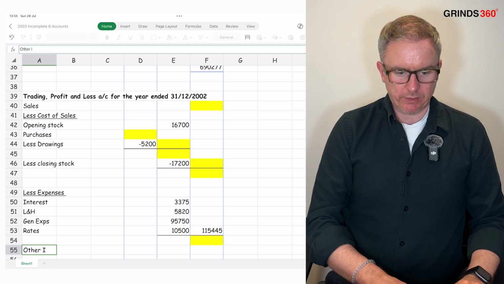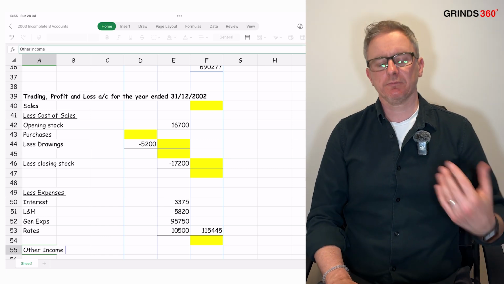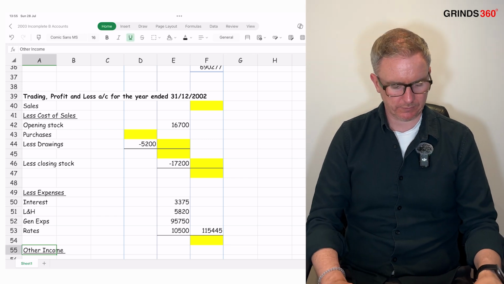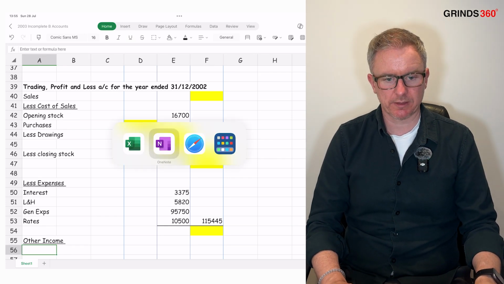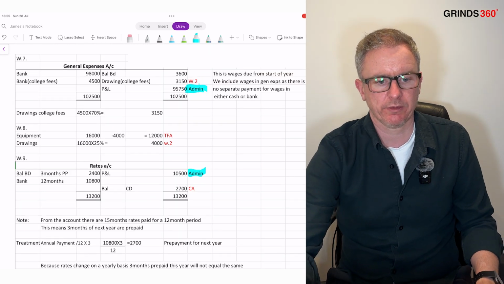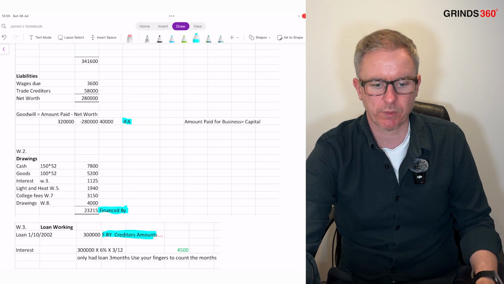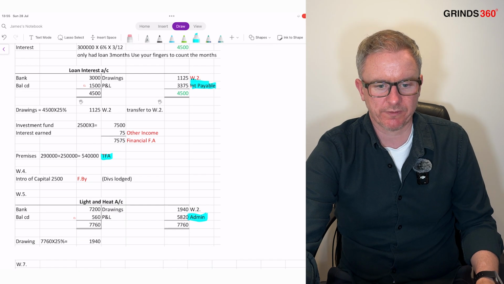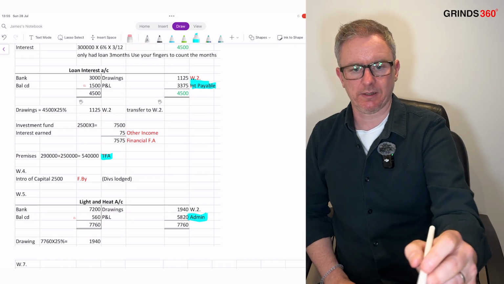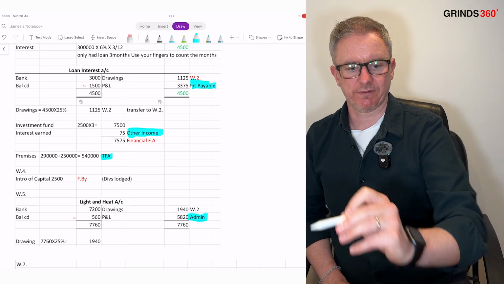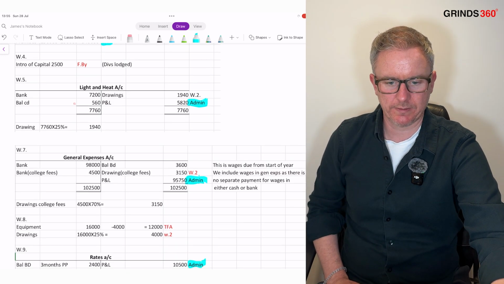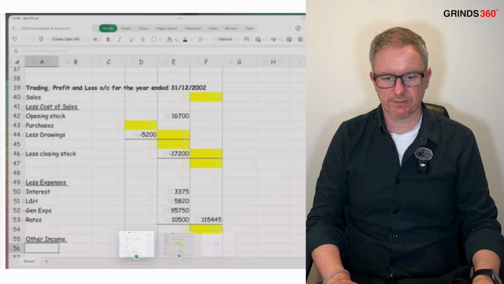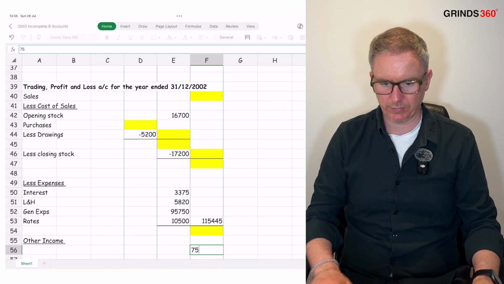Then we deal with any other income we might have. Other income, operating income, so if there were discounts, anything like that. So again, there may or may not be in a question. So you go back through it, and because of the way we're going to lay out our workings, we're not going to miss anything here. So there's nothing in the first part of that, and then we see our interest earned, 75. So that needs to go in, and then we don't have anything else there. So very simple, 75 being added on there.